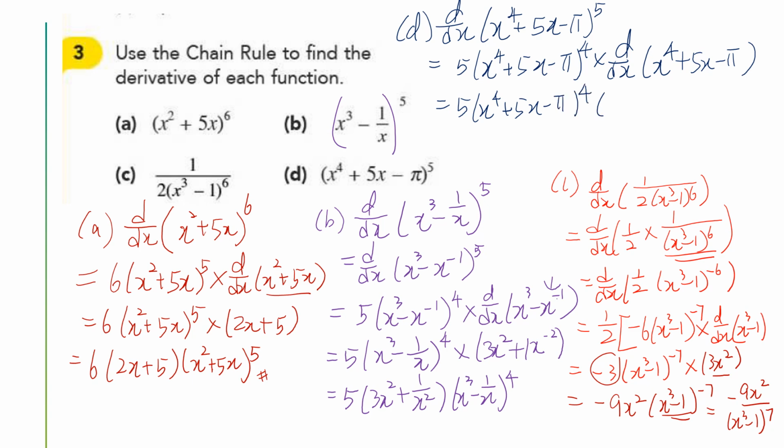Differentiate x to the power of 4 will be 4x cubed. Differentiate positive 5x, you get plus 5. Pi is a constant. Pi is 3.142, blah, blah, blah, is a constant. Differentiate a constant, you get 0. Okay, so bring your 4x cubed to the front.